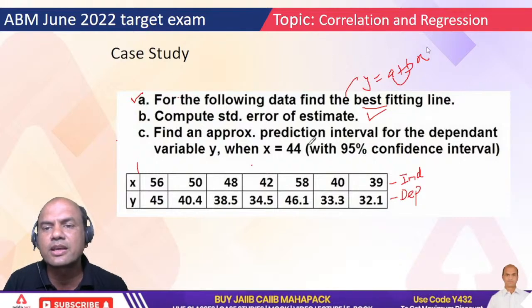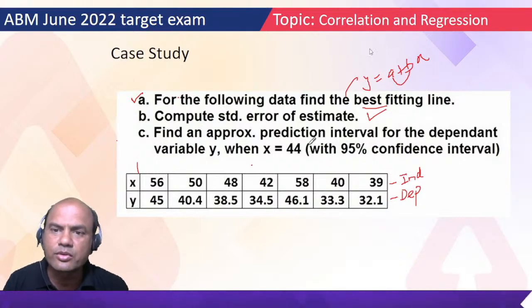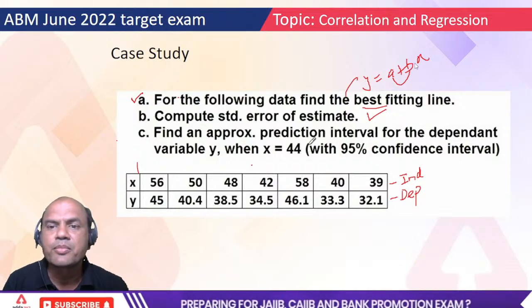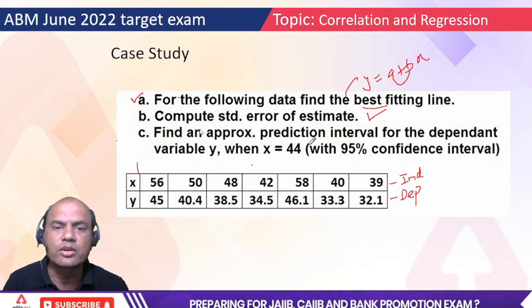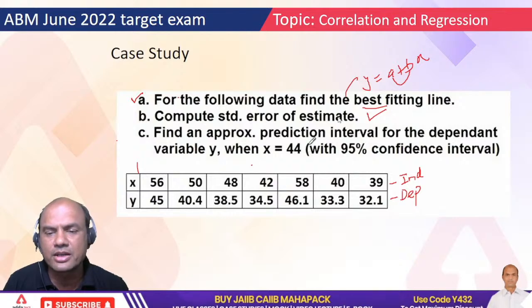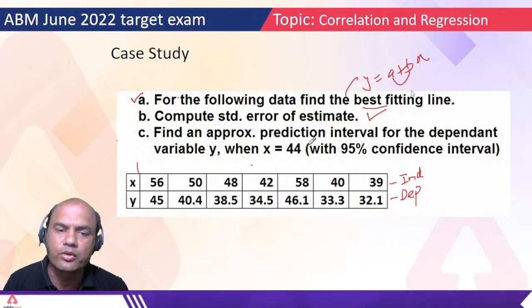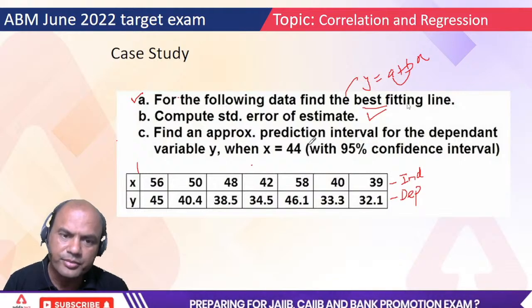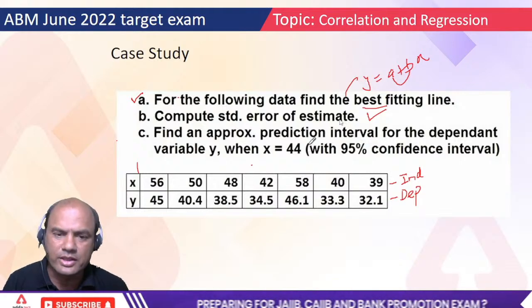This is known as a regression line. This is what we have to find always. So, regression line. Second, compute the standard error of estimate. And before the regression line, in the exam they always ask you R, the coefficient of correlation R. So I'll show you each one.